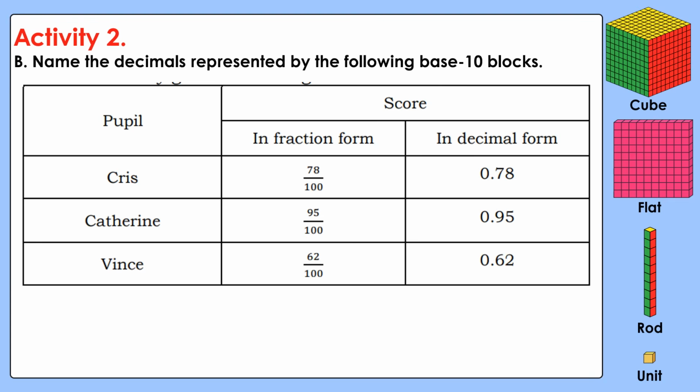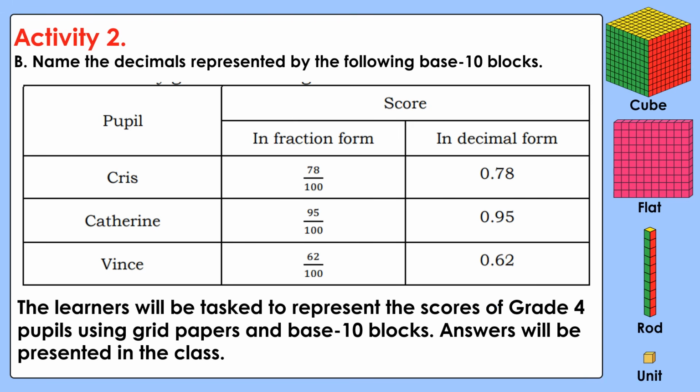Chris, 78 hundredths and 0.78. Catherine, 95 hundredths and 0.95. Vince, 62 hundredths and 0.62. The learners will be tasked to represent the scores of grade 4 pupils using grid papers and base 10 blocks. Answer will be presented in the class.